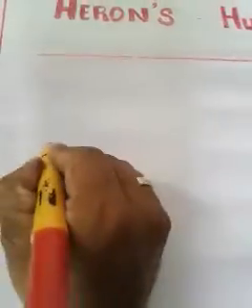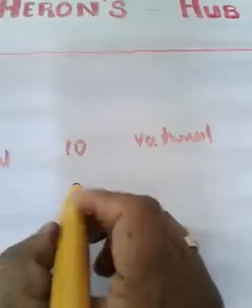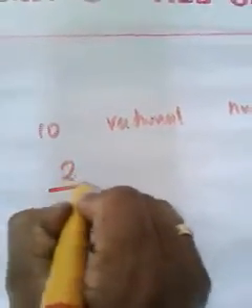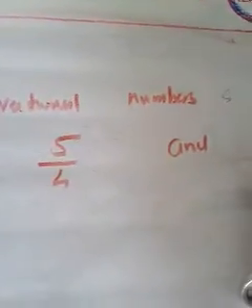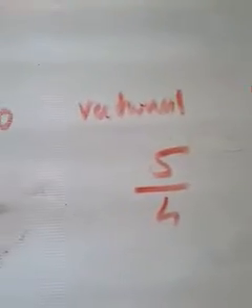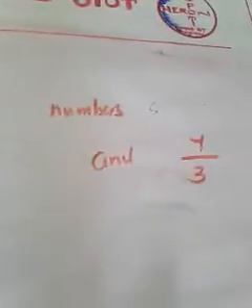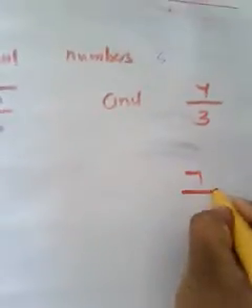Next, let me give you a question. Find 10 rational numbers in between 5 by 4 and 7 by 3. I need how many rational numbers? 10 rational numbers in between 5 by 4 and 7 by 3. So 5 by 4 is the first rational number and 7 by 3 is the second rational number.